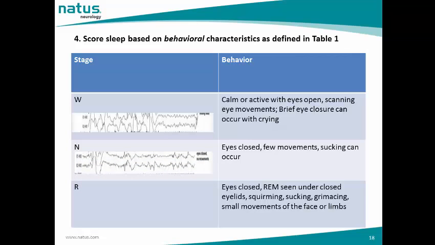In stage non-REM, eyes are closed, few movements, and sucking can occur. In stage REM, eyes are closed, REM seen under closed eyelids, squirming, sucking, grimacing, small movements of the face or limbs.